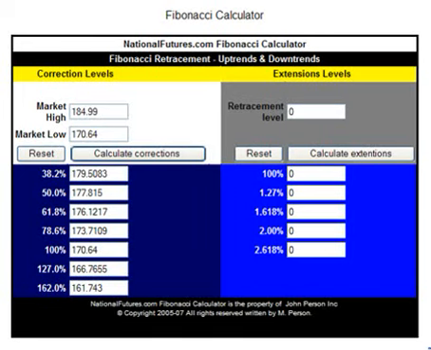Welcome to section 2 of our Fibonacci calculator lessons. Our first section on the CD showed how to use a drawing tool using Genesis software. But if you don't have a drawing tool, here's how you can utilize this calculator.